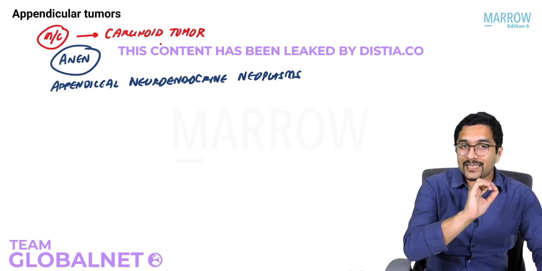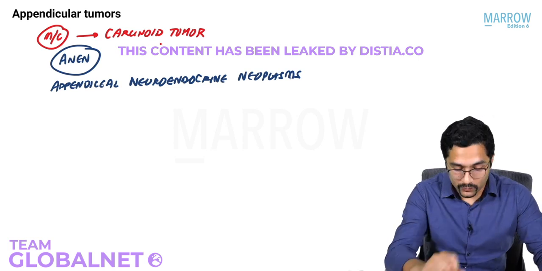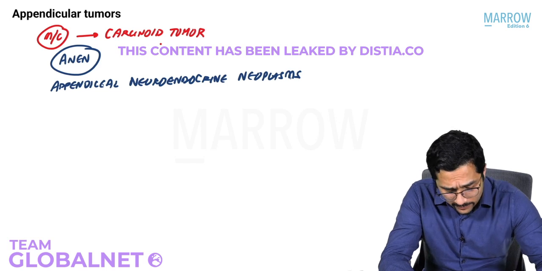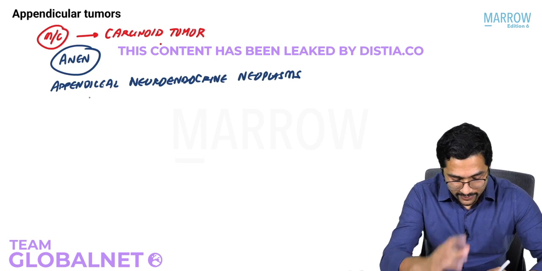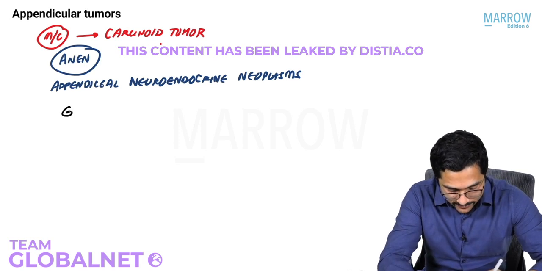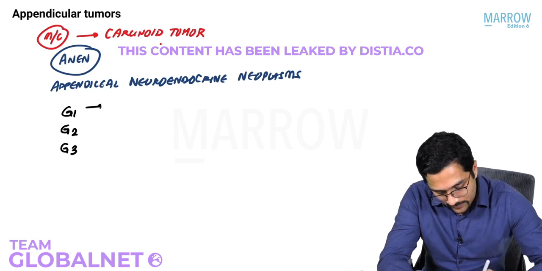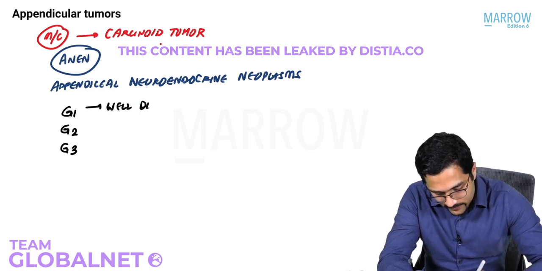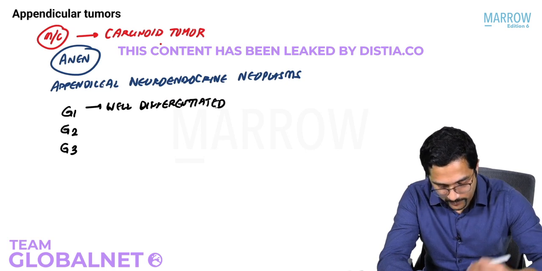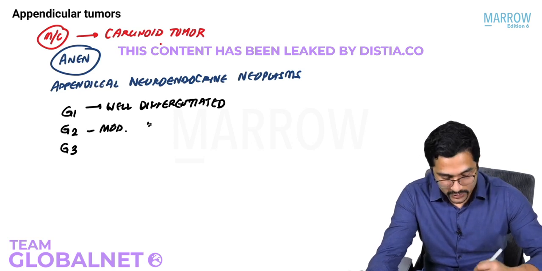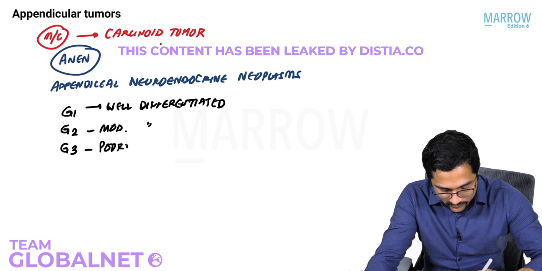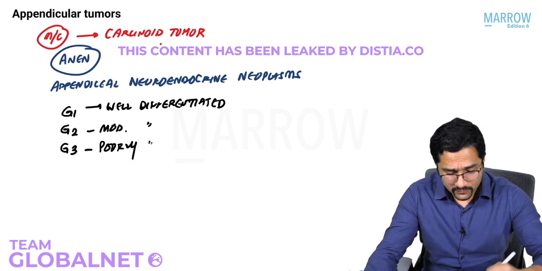You know that the appendix is the most common site for carcinoid tumors overall. Now, appendiceal neuroendocrine neoplasms, according to classification, can be divided into G1, G2, G3. G1 are well-differentiated neoplasms. G2 are moderately differentiated. G3 are poorly differentiated neoplasms, right?